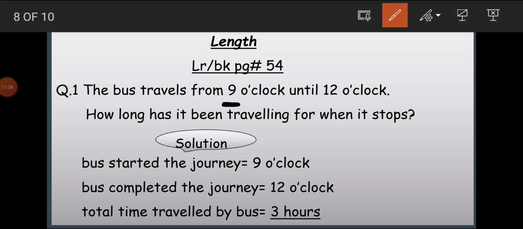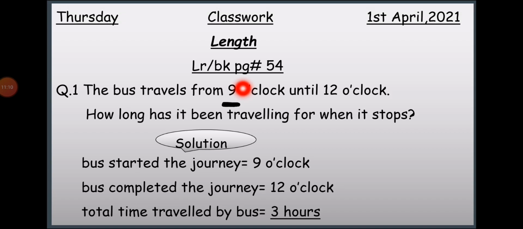9 is the first number present in the question. And what does it represent? It is telling us the time when the bus started its travel. So we will write the first statement: bus started the journey is equal to 9 o'clock.